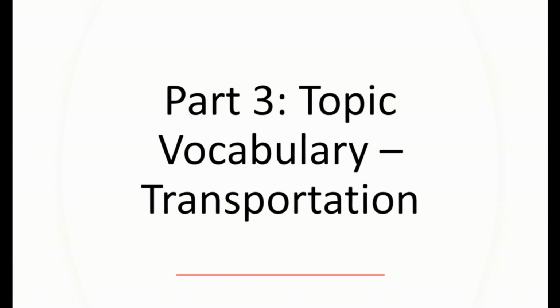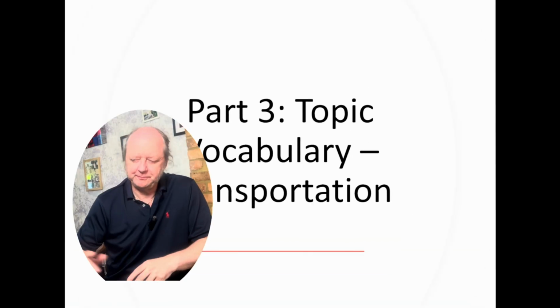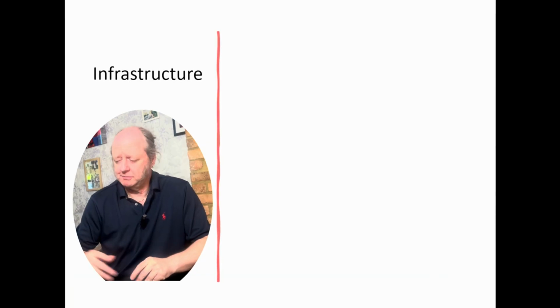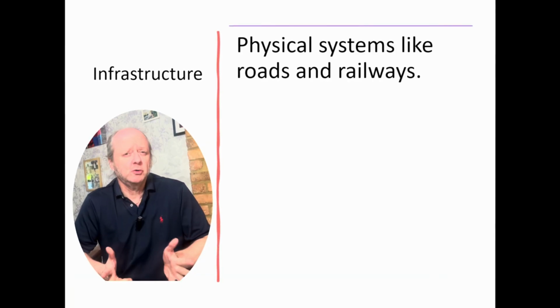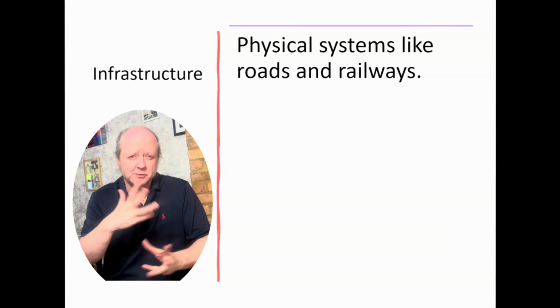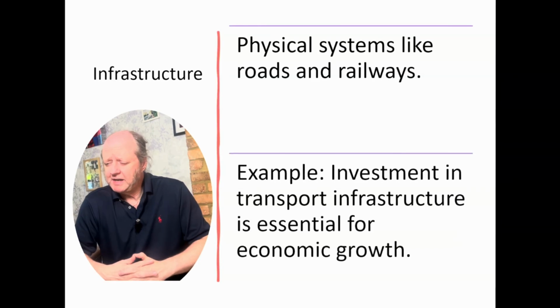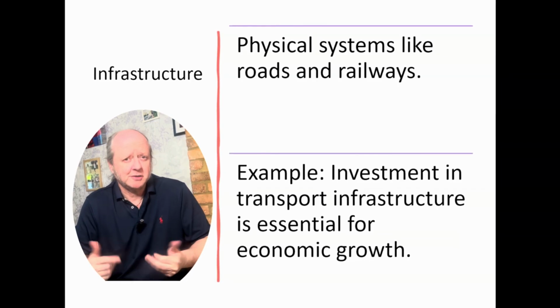All right, so now we get to the topics, and this is where you get a few more words for this topic, and the topic here is transportation. And again, you'll see quite a few words here. You will not remember them all, but choose the ones you think you can use and go with that. Noun, infrastructure. Infrastructure. That means physical systems like roads and railways traveling through the city, through the country. For example, investment in transport infrastructure is essential for economic growth. So it's important to have good transport, roads and railways to help with economic growth.